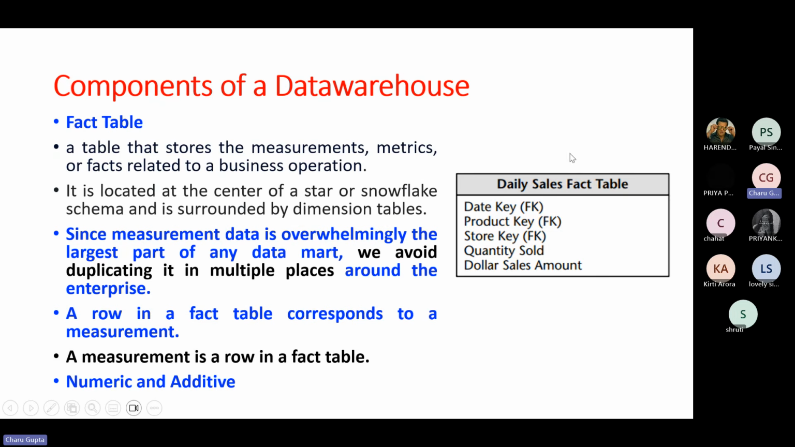You see here a fact table is given where we have stored the quantity of product sold, okay, and the sales amount, we have stored here. It means these are the different measurements, these are the facts, these are the values associated, and it has to be stored in such a way that we avoid duplicating it, right?